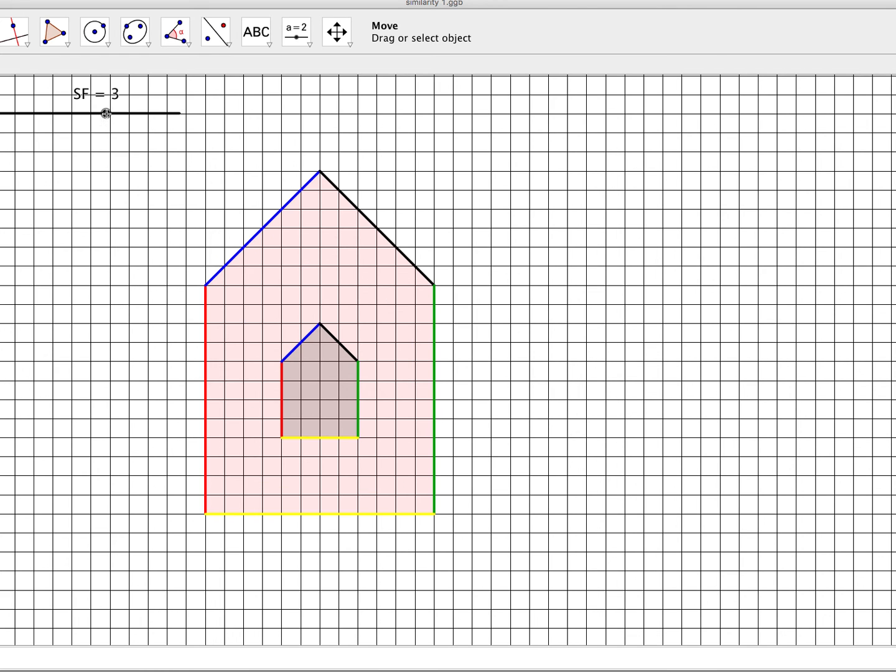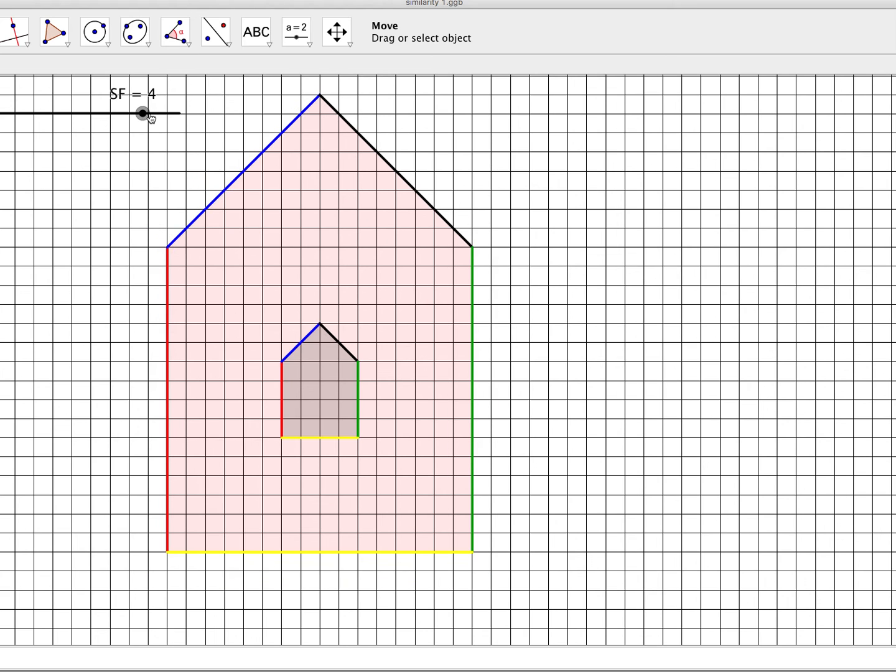Here's scale factor 3. 2 diagonal boxes has become 6 diagonal boxes. 4 boxes here in the red has become 12 boxes on the image. Angles unchanged, 90 degrees at the corner here and here, 135 at this corner, here and here. So two shapes are similar. They are equiangular because the angles are unchanged and the sides have been scaled in the same way.